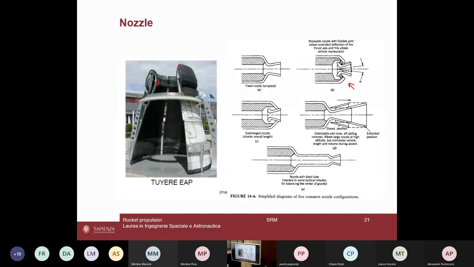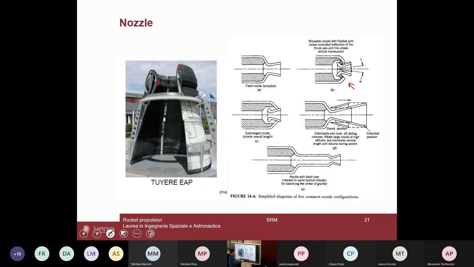This is related to the nozzle, and we were talking about this thermal protection that is evident here on this nozzle. You see that we have different possible options for how to arrange the nozzle with the propellant grain, and it can be more or less submerged within the case. Here in figure C, only the divergent section is out of the case, but the nozzle is completely submerged within the case here.